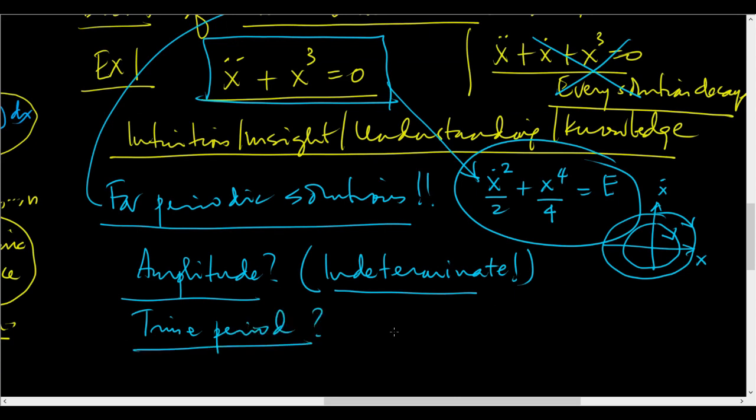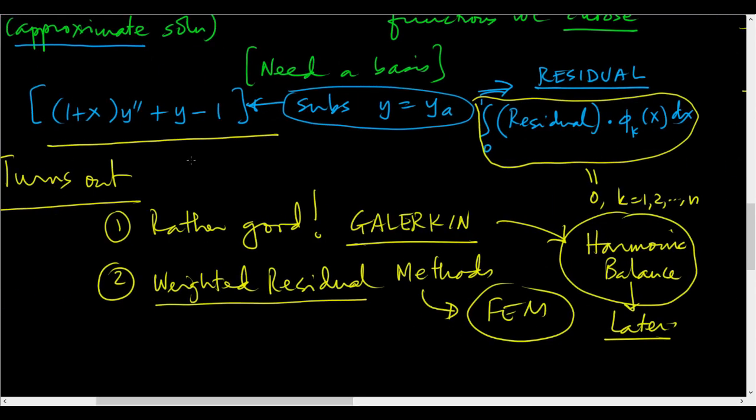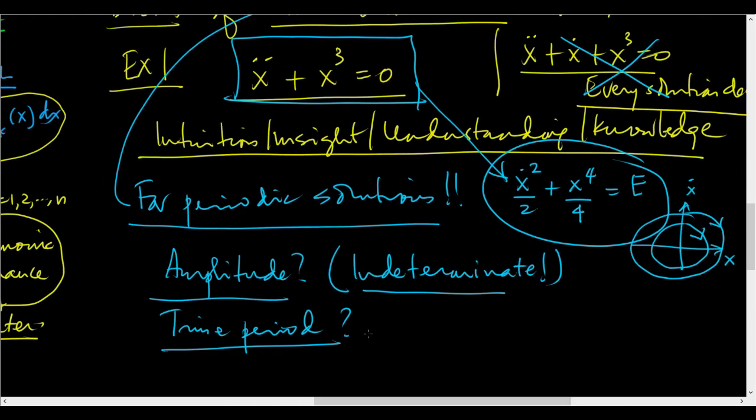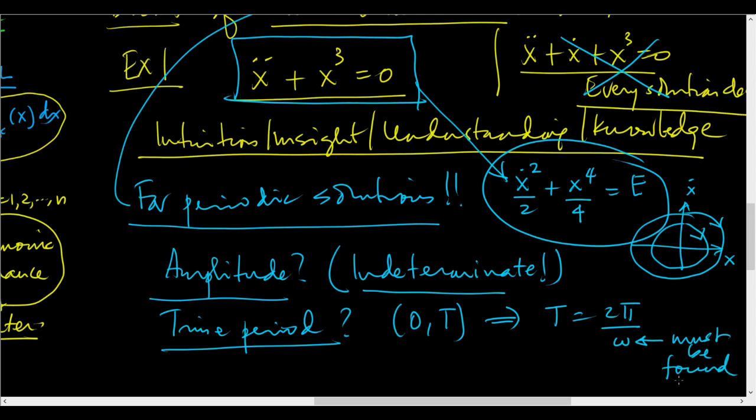For the differential equation example that we had over here, the domain was 0, 1. But over here, what is the domain? What is the time? The domain is 0, T. Let us say T is equal to 2 pi over omega. This omega is not known but must be found. Now the point is, this omega actually depends on A. A is the amplitude. So if the amplitude is A, then omega depends on A.